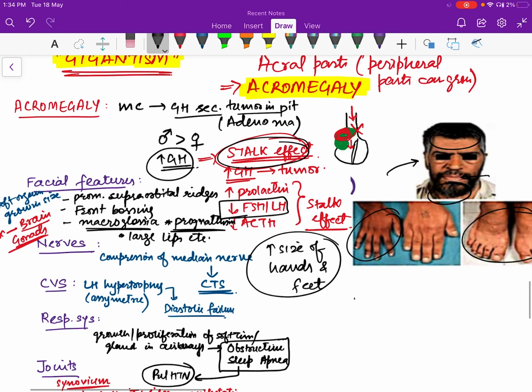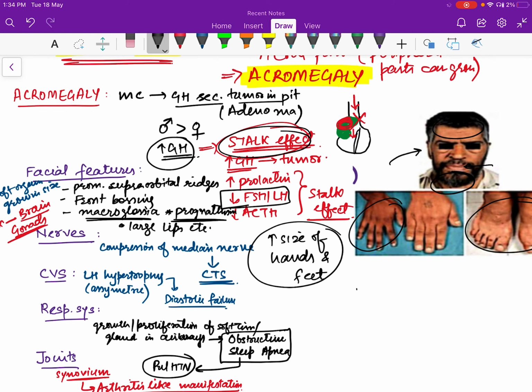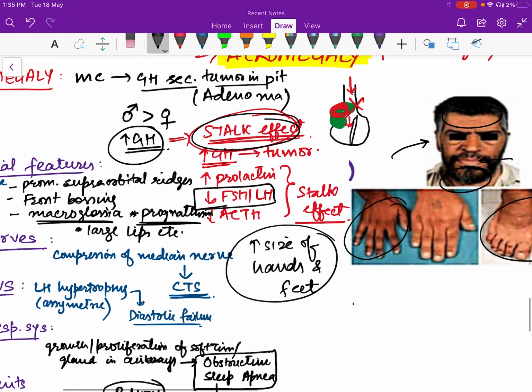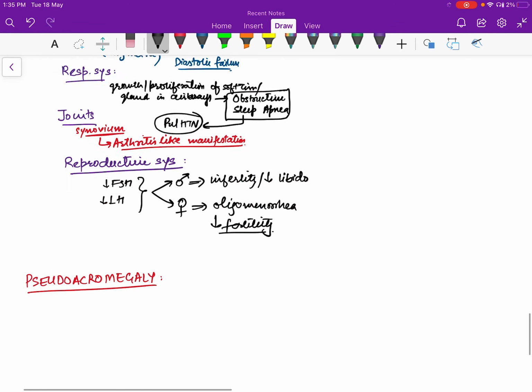So acromegaly is a very important topic, and for the treatment of acromegaly, we have to resect the tumor. So we approach it posteriorly. Transsphenoidal resection is the treatment of choice in this case.